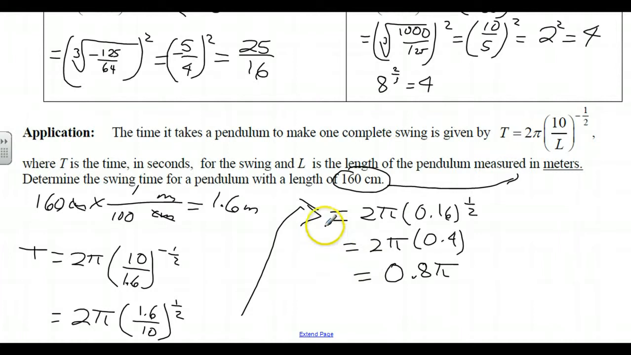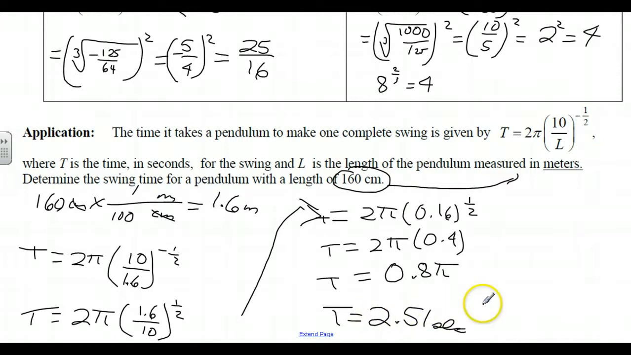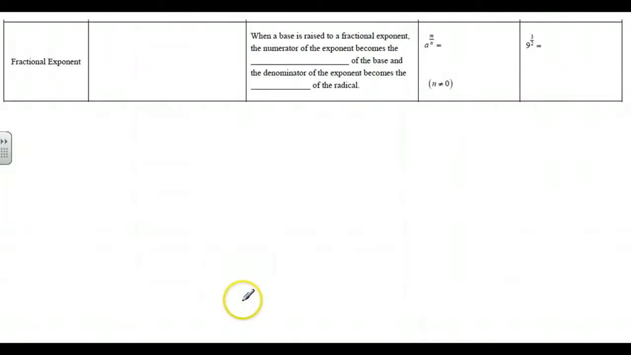This is exact. Okay, keep in mind this is t all along. And if you evaluate that, the time would be 2.51 seconds, rounded to the nearest hundredth. Okay, and it didn't mention rounding, but we're going to round it to the hundredth. Let's go fill in the last line of our exponent table.